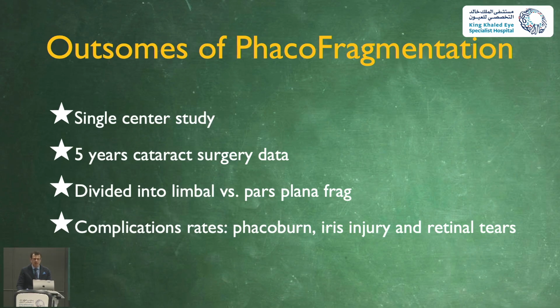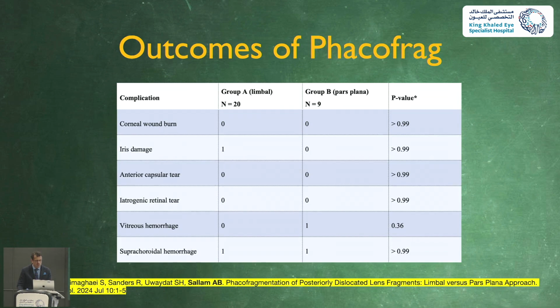So we did the study comparing those two fragmentation techniques, and we have two main surgeons in my hospital, myself and another surgeon who always goes through the pars plana, and I always go limbal unless an IOL is there. And we found that there's no difference in wound burn. What we found is that you can get iris damage if the pupil is not big. So always make sure that the pupil is big. But otherwise, wound burn does not happen.